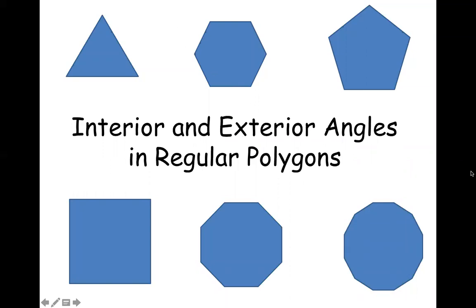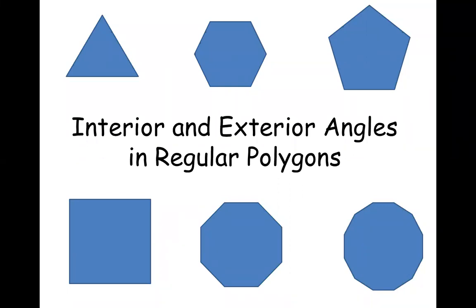Okay, let's start first. Good morning class. Today the first part will be interior and exterior angles in regular polygons. Does anyone know what regular polygons mean? Why is there the word regular? Anyone want to answer? Why can't they just say interior and exterior angles in polygons? Why regular polygons?